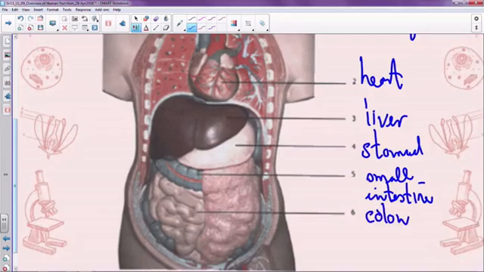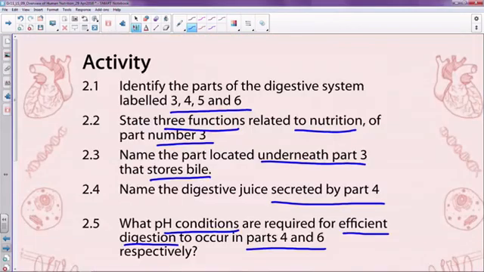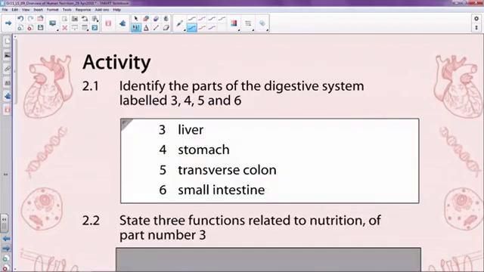So that's what I've done, and that's what you should have done when you've seen any diagram in a test. Very quickly label those parts. So number 3 was the liver, number 4 the stomach, number 5 refers to the transverse colon, and essentially that is that part of this colon that goes up there, and that's the transverse colon. And number 6 was the small intestine. Let's look at number 2.2.